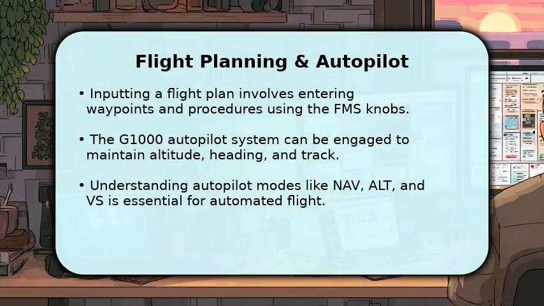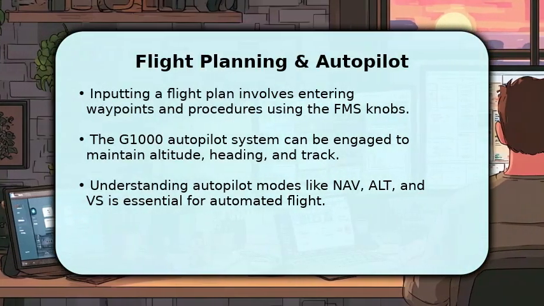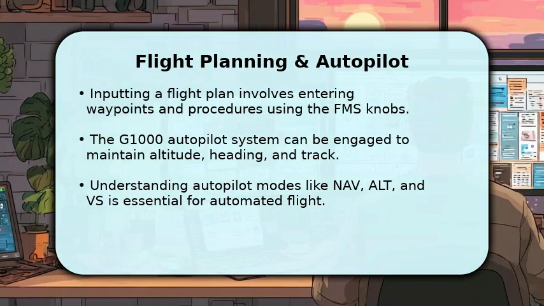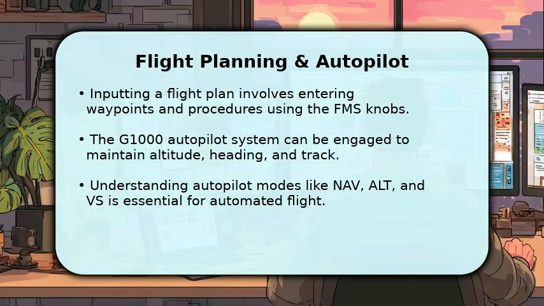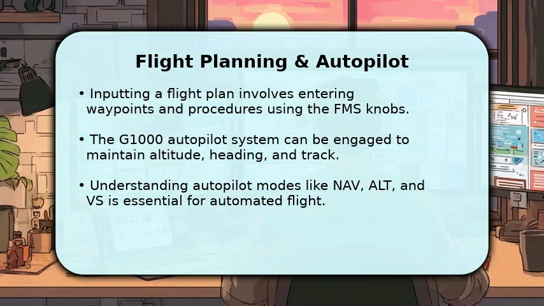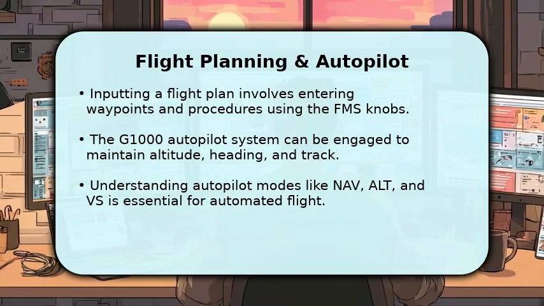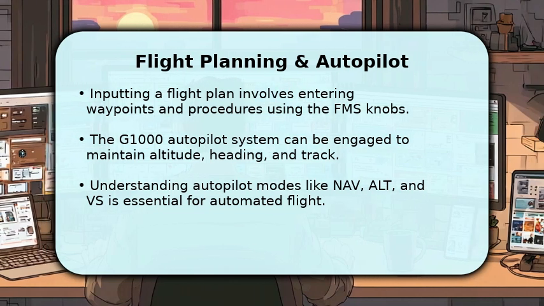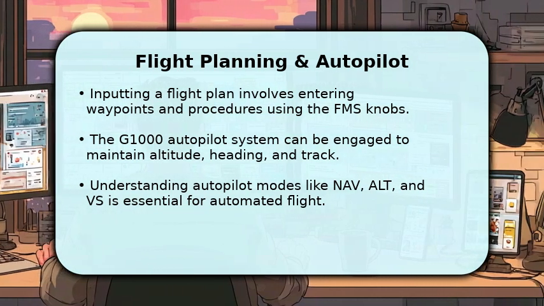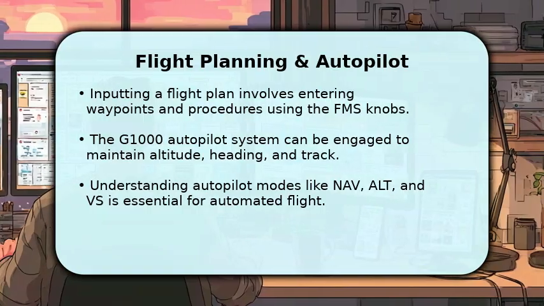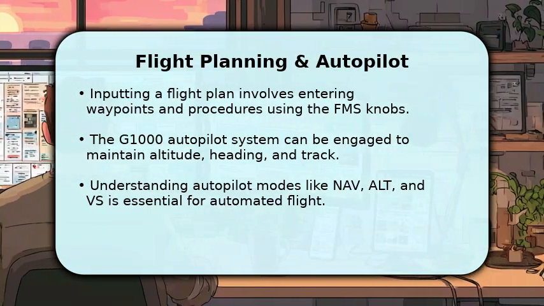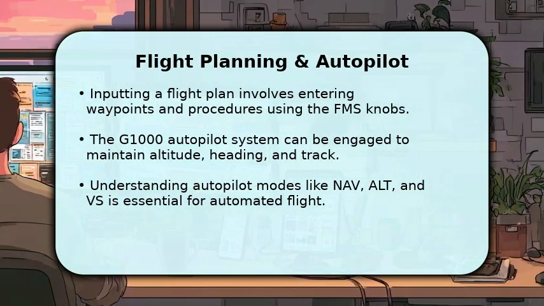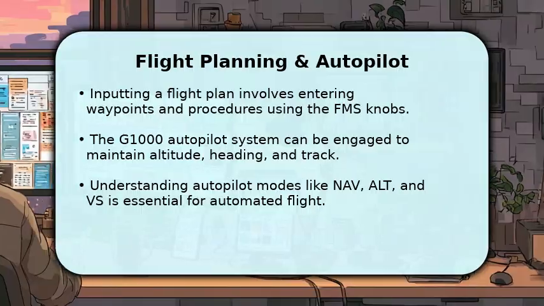Finally, let's touch upon flight planning and the autopilot. To plan your route, you'll use the flight management system knobs to input waypoints and procedures. Once your plan is active, the G1000's integrated autopilot can be engaged to maintain precise altitude, heading, or track. Familiarize yourself with modes such as NAV for navigation, Alt for altitude hold, and VS for vertical speed control. This automation significantly reduces pilot workload, especially during longer flights, allowing you to focus on other critical tasks.